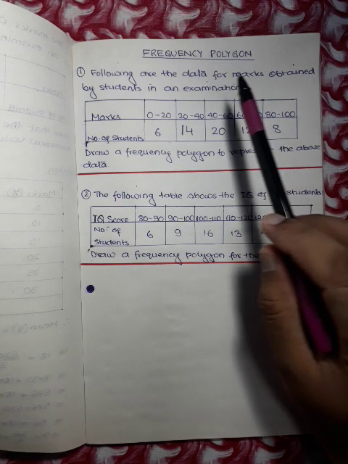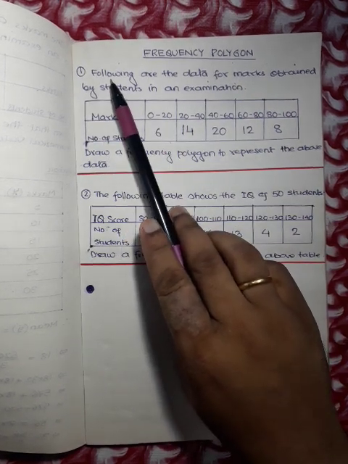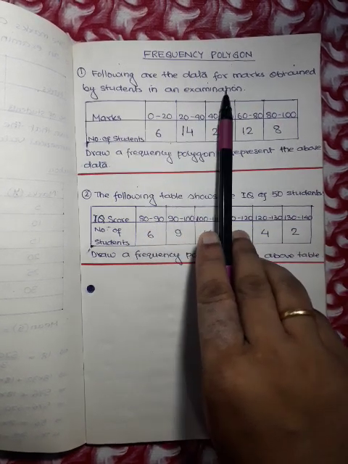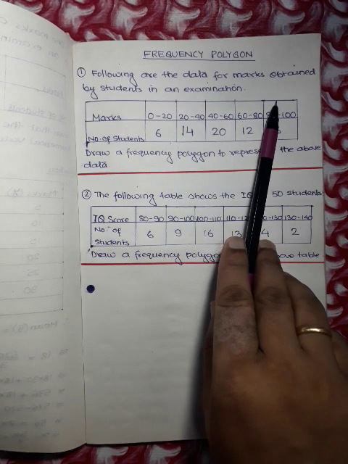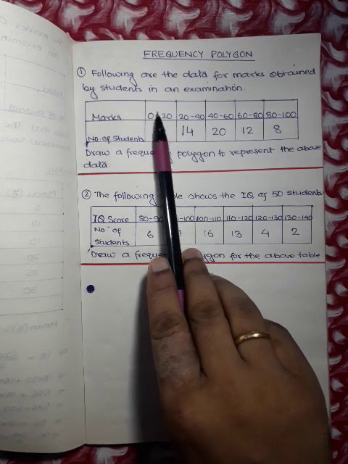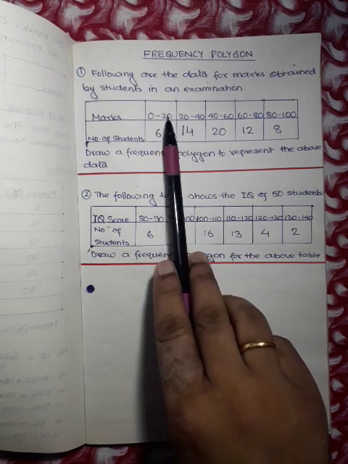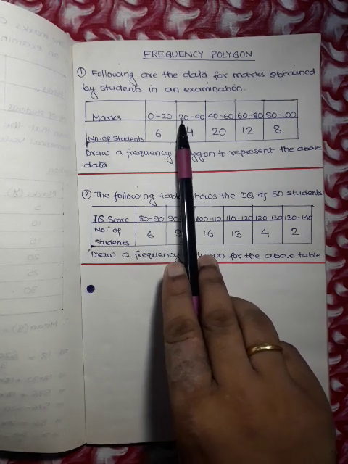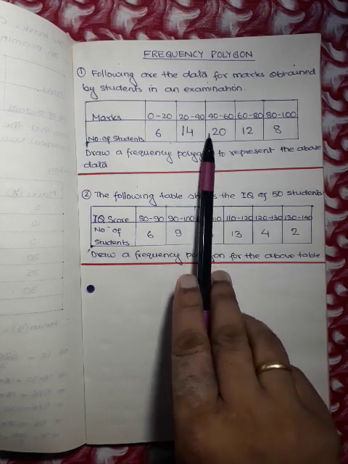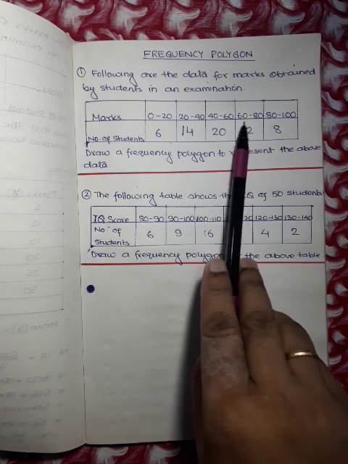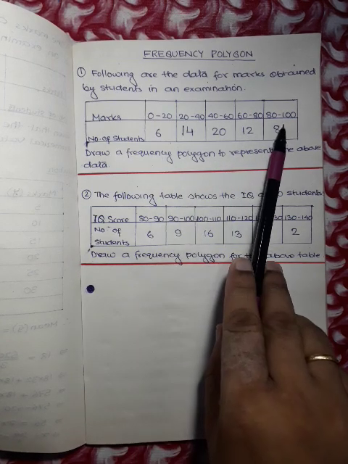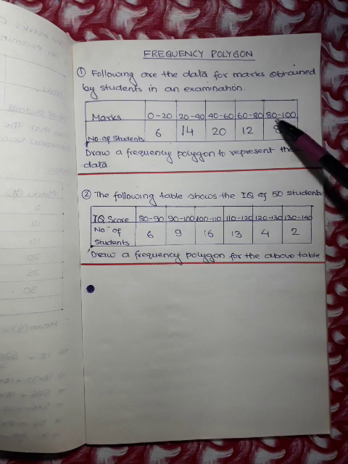Now dear students, if you see question number 1, following are the data for marks obtained by students in an examination. That means the groups are there, like 0 to 20, and the number of students who have scored marks between 0 to 20 is 6. The number of students who have scored marks between 20 to 40 is 14, 40 to 60 is 20, 60 to 80 there are 12 students, and 80 to 100 there are 8 students. That means this many students have scored marks in the given group, right?